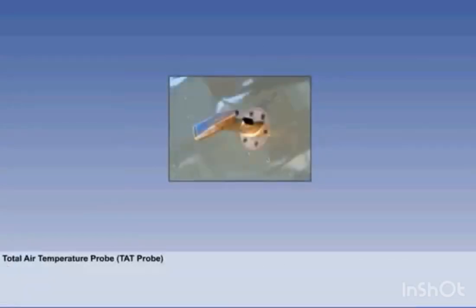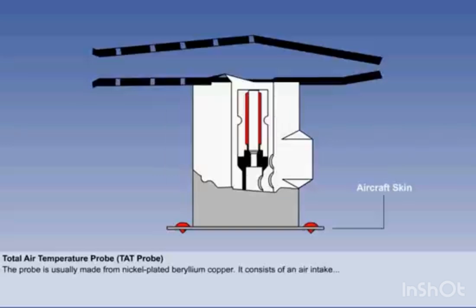Let us now look at a typical total air temperature probe of the type used on a modern high-speed aircraft. The probe is usually constructed from nickel-plated beryllium copper, which provides good thermal conductivity and strength. This type of probe consists of an air intake mounted at right angles to a small hollow strut or casing.